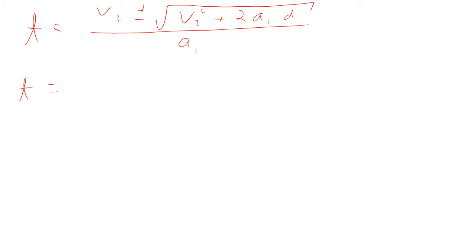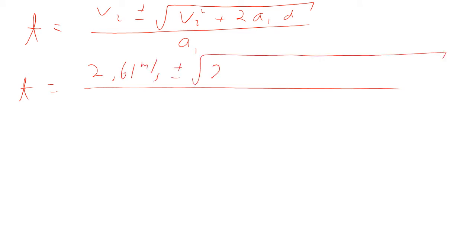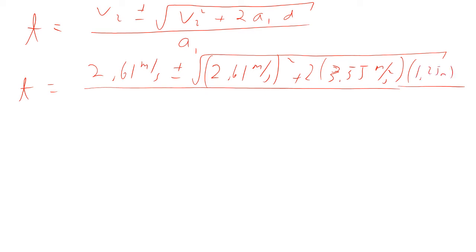So we plug in our numbers. 2.61 meters per second plus or minus the square root of 2.61 meters per second quantity squared plus 2 times 3.55 meters per second squared times d, 1.25 meters, and all that divided by 3.55 meters per second squared.